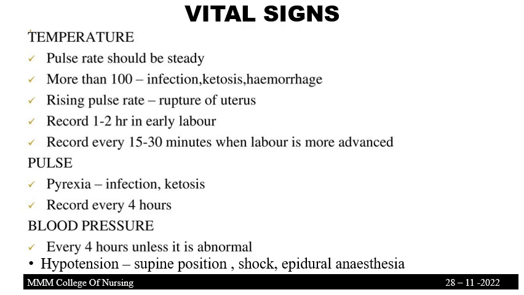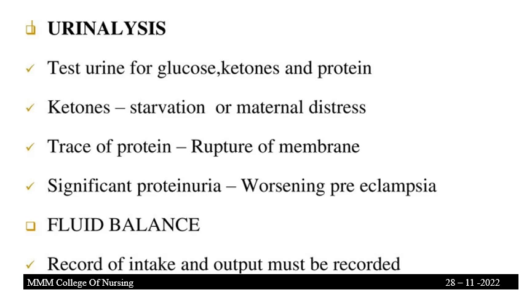And blood pressure every 4 hours unless it is abnormal. If the mother has some associated conditions, then you have to monitor the blood pressure every 30 minutes. Hypotension may be because of supine position, shock or epidural analgesia. Next, you have to monitor the urine analysis, test for glucose, ketones and proteins. Ketones may represent maternal distress, starvation, and proteins represent rupture of membranes, and significant proteinuria may be preeclampsia, or worsening preeclampsia, meaning the hypertensive disorder is going into some complication. And fluid balance, a record of intake and output should be recorded.